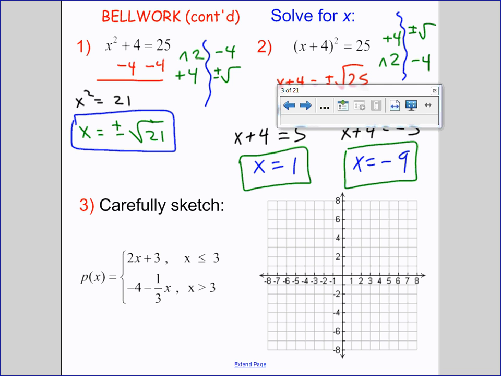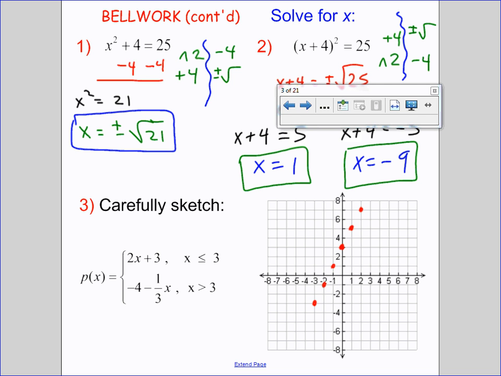plus 3. And so if I wanted to make the graph of 2x plus 3, I'd simply pick out my y-intercept, positive 3. My slope is a fraction, up 2 over 1, and get additional points. I can even count backwards.